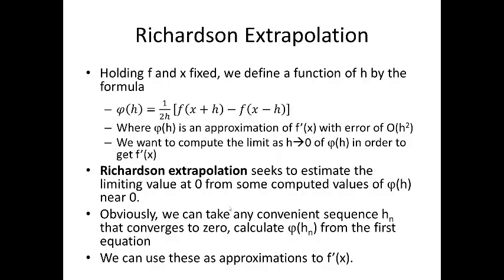Richardson Extrapolation seeks to estimate the limiting value at 0 for some computed value varphi of h near 0. Obviously, we can take any convenient sequence h sub n that converges to 0, calculate varphi of h sub n from the first equation, and then we can use these as approximations to f prime of x. But there's something actually more clever that can be done.